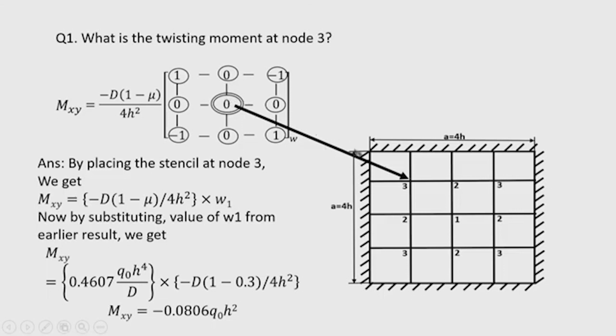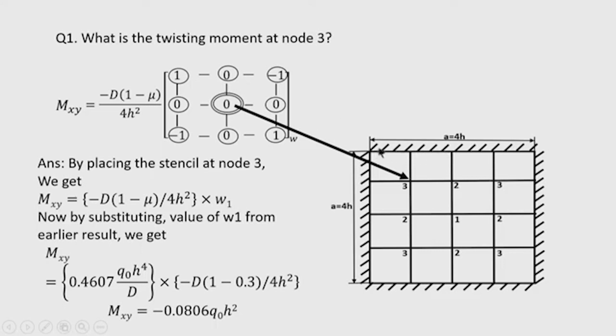This is the stencil for twisting moment. It is placed here at node 3, and you can see it covers this point, 1 point on the right hand side, 1 point on the left hand side horizontally, and also on the vertical side, 1 point this, another point this, and here again another point, this is another point, and these are other points. Okay.